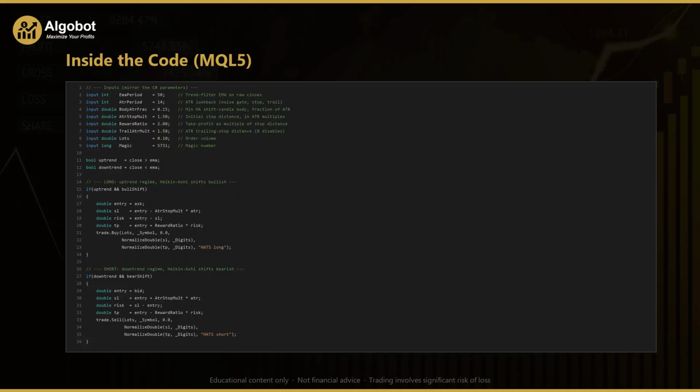The short block is the exact mirror. If downtrend and bear shift, meaning the close is below the average and the candle has turned bearish after not being bearish, the entry is taken at the bid price. The stop is placed a stop multiple of range above entry, and the take profit is the reward ratio times that risk below entry. The code then calls trade.sell with the same structure. Notice how both sides share identical logic, simply flipped in direction.